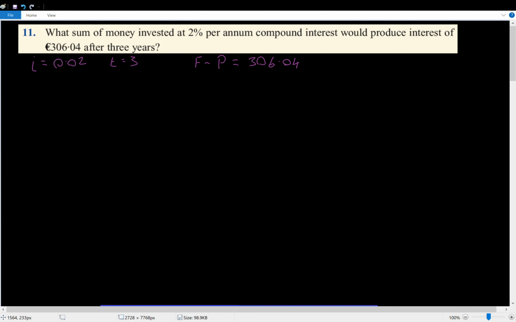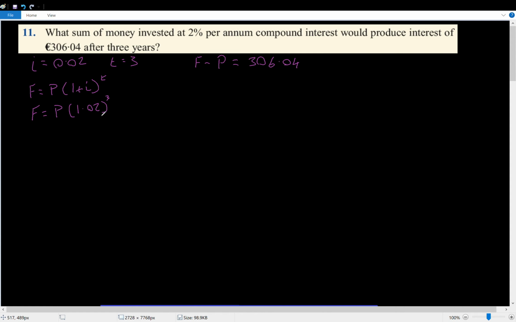Now let's just think about our compound interest formula, which is F equals P times 1 plus i to the power of t. And we can fill in what we do know from this. So again, we don't know our final and we don't know our principal. But we do know our i and our t, so it's going to be 1.02 and 3. But we do know what final minus principal is because they give us that, that's what our interest is.